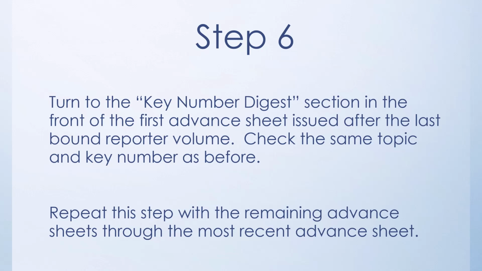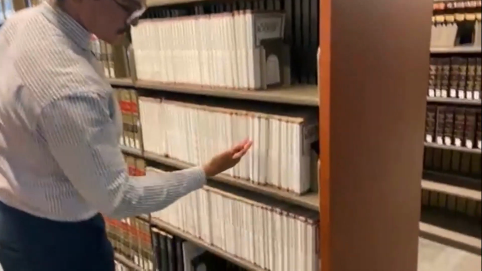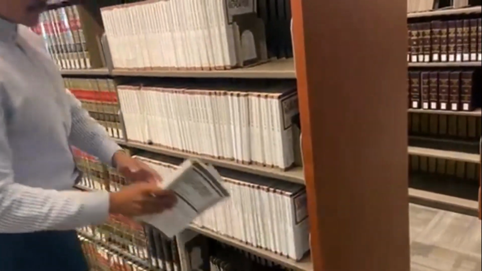Step 6. Turn to the Key Number Digest section in the front of the first advance sheet issued after the last bound reporter volume. Check the same topic and key number as before. Repeat this step with the remaining advance sheets through the most recent advance sheet. Now Isaiah is going to show you how to look in the advance sheets. Normally there are not this many advance sheets on the shelf, but because of our mistake there's quite a few.